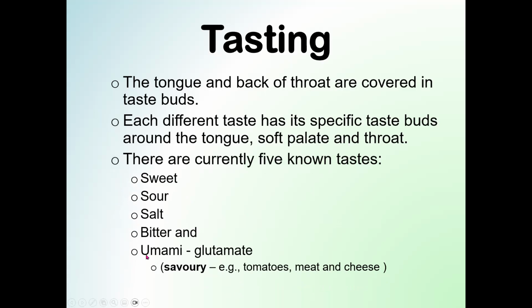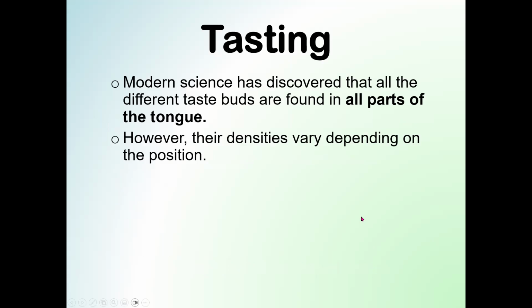So there are taste buds for umami. Now, umami is a glutamate taste. It's a savory taste. Glutamate is what in Chinese cuisine they add to give it that savory taste experience. So tomatoes, meat, cheese, they taste that.